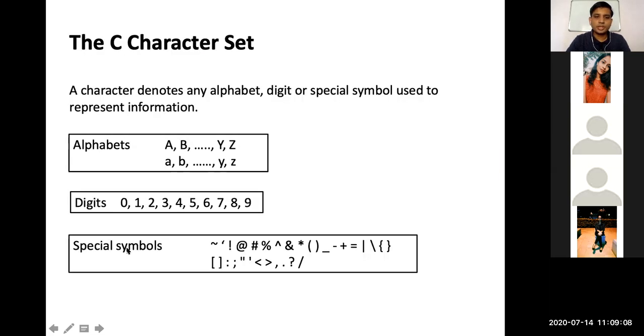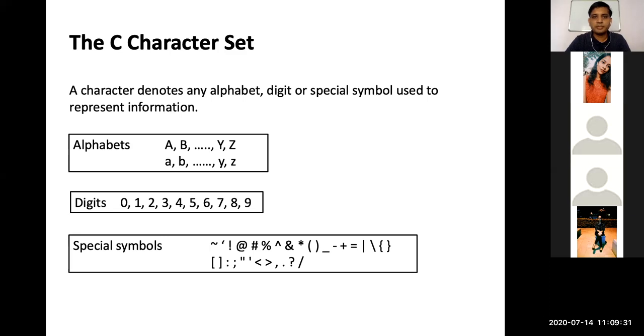The next one is special symbols, which we also require to make operations. For example, if I want to perform some arithmetic operation, then the plus, minus, multiplication, division operations are there. Some indirection and address symbols are required, or some bitwise operations. So there are special symbols also. All this comes in the C character set.